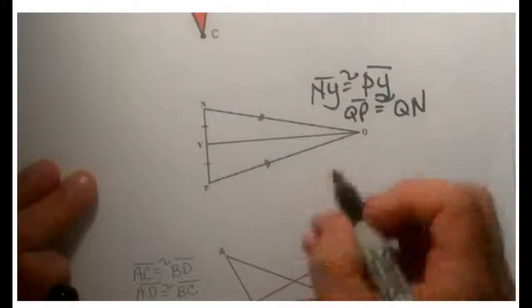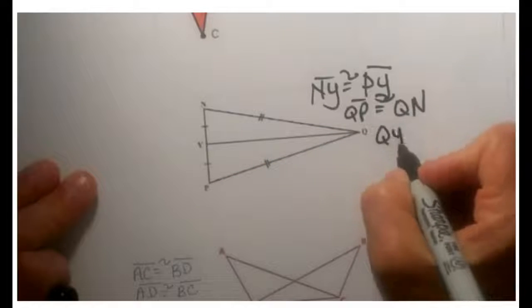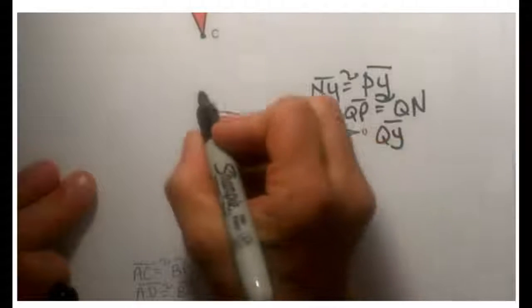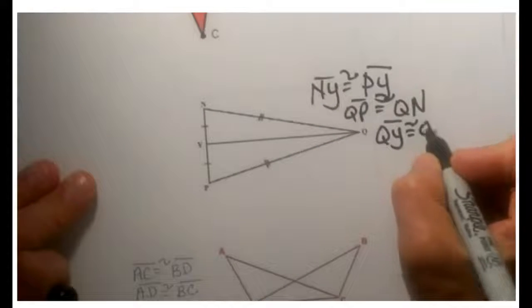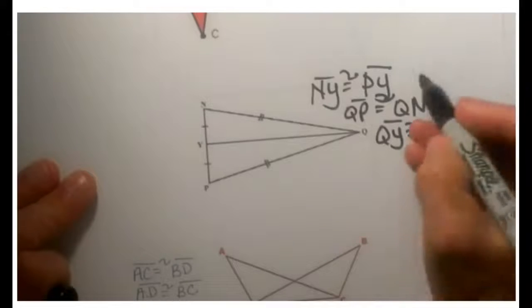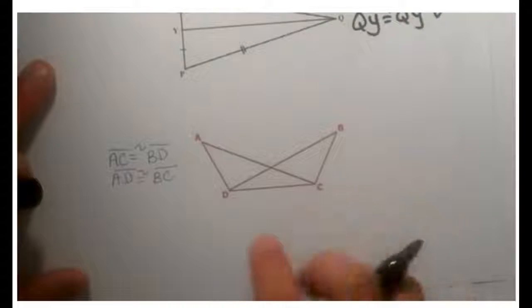Okay, now the third side, let's see, we've got this third side here, QY. QY is in both triangles. It's in the top triangle and it's in the bottom triangle. So QY is congruent to itself. So there's a third part. So you can see we have all 3 sides that are congruent. So this one would be a side. Now let's look at this last one.